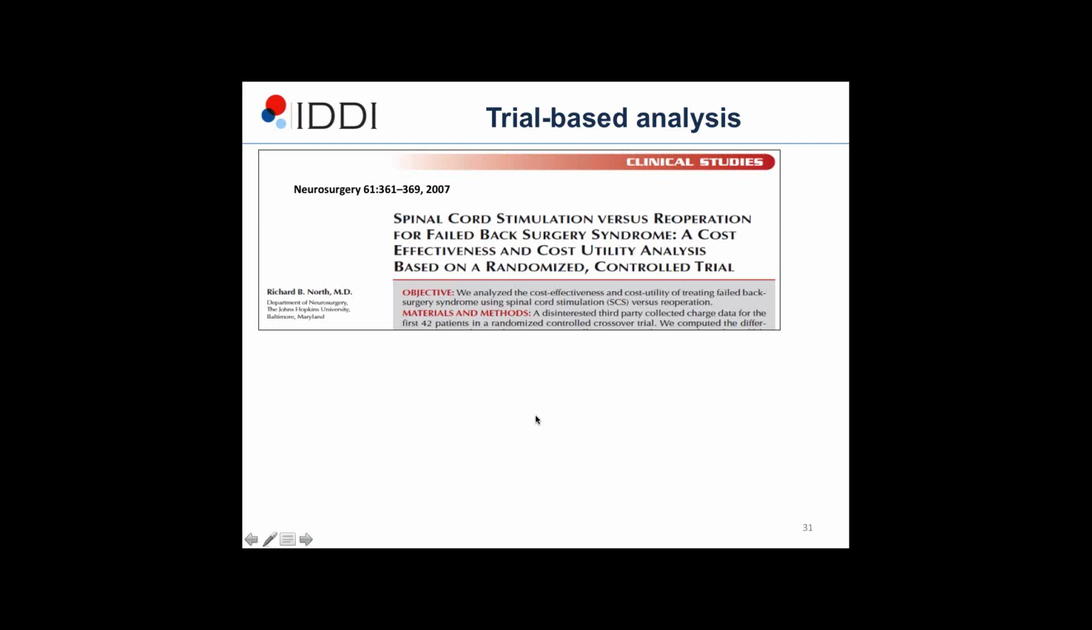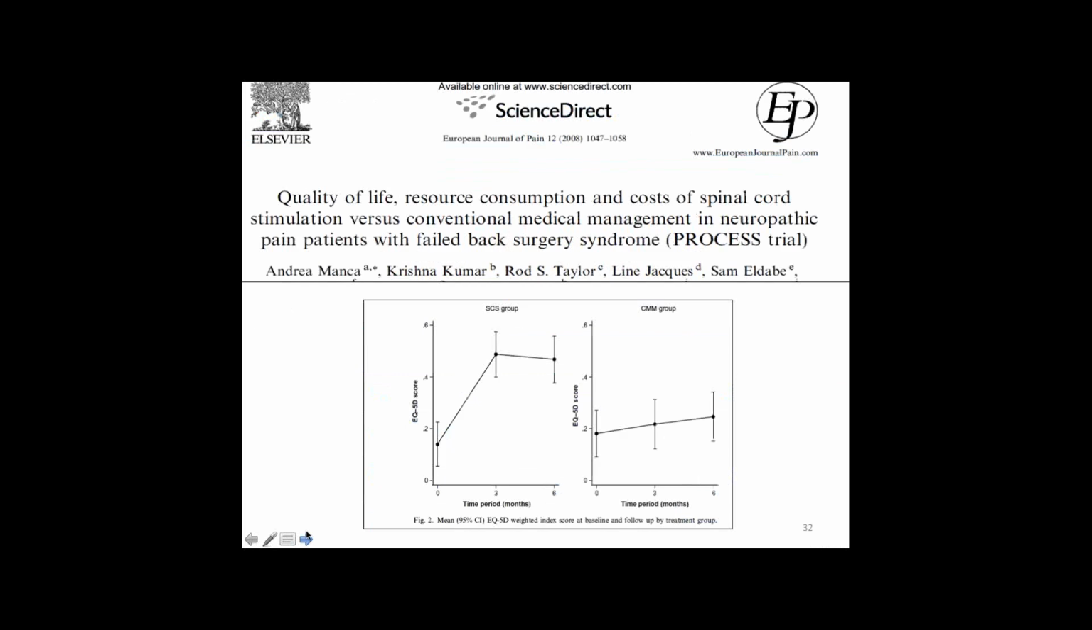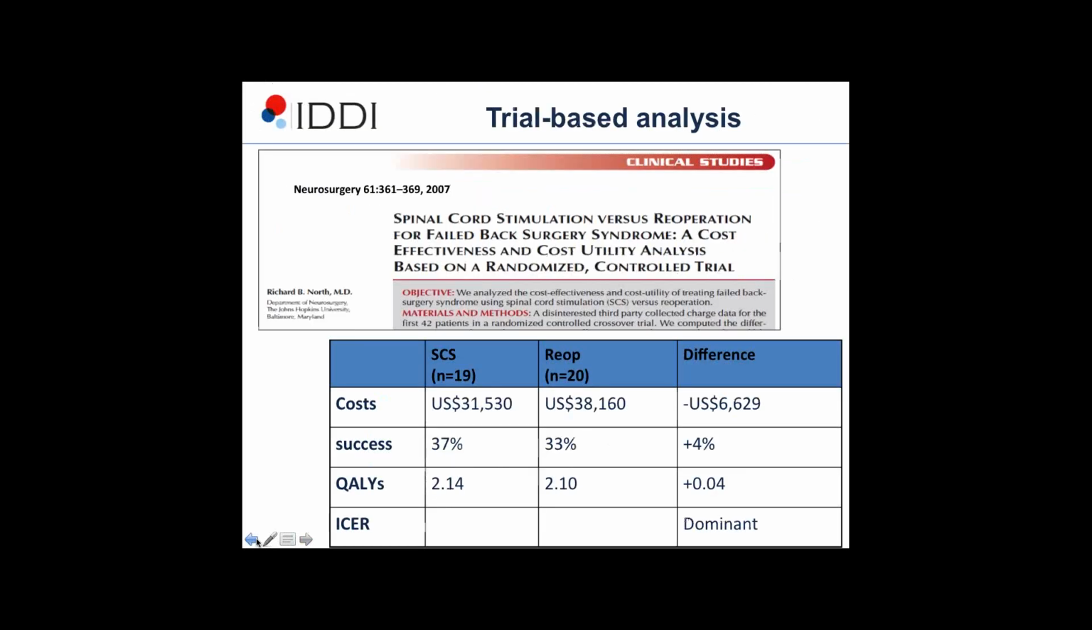So this is a trial done by a colleague, Richard North, in the United States, and the previous slide will show you the analysis we did here. So basically what we did was to compare spinal cord stimulation against, in this case, reoperation, which was the standard of care in the United States. Fairly small trial, but this is just to give you a very high level summary of what the total costs per patient were. The main clinical outcome here was whether the patient had pain relief or not, defined as success, but we also collected QALYs.